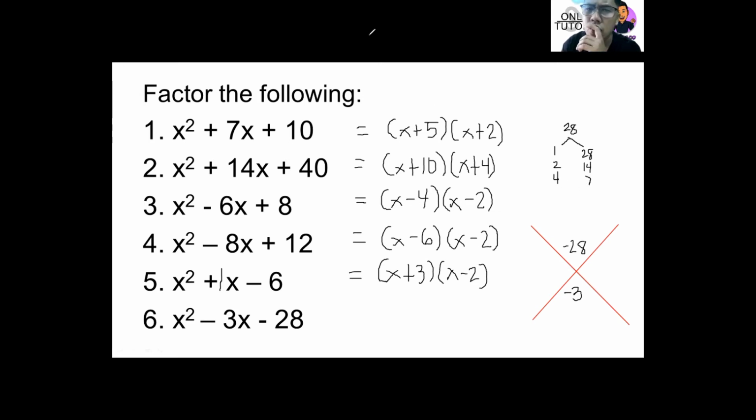Okay? So look at these numbers. Which do you think has a difference of 3? That is 7 and 4. But since this is negative, the larger number should be the negative. So the negative should be on the 7. Let's check. Negative 7 times 4 is negative 28, and negative 7 plus 4 is negative 3. So the factor of this is x minus 7 times x plus 4.